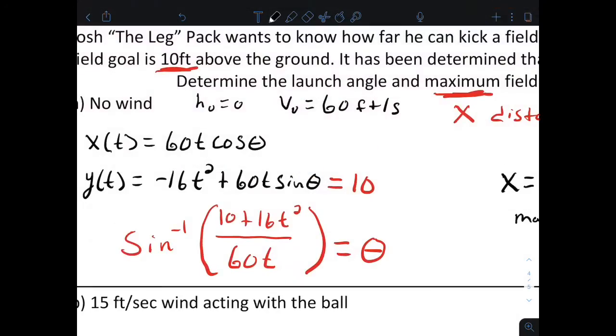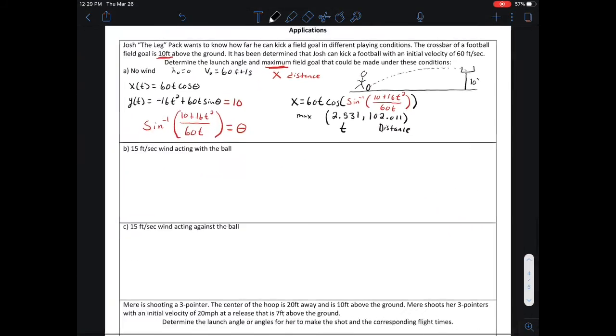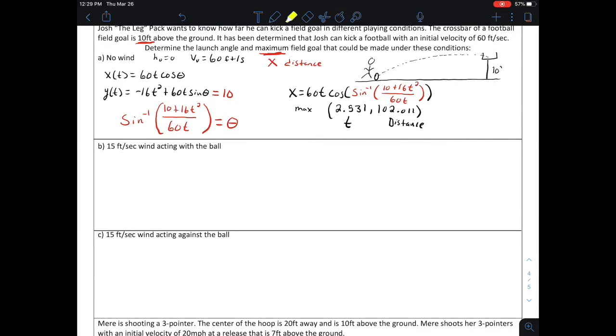So what we're going to do now is take that information where we have t. We now know that t is 2.531. And I'm going to put that back into my theta equation where the t's are. And I'm going to figure out what the launch angle is. So this will tell me what angle he's got to kick the football at. So I put 2.531 back in for t in my theta equation, and we're going to get theta is equal to approximately 47.798 degrees.